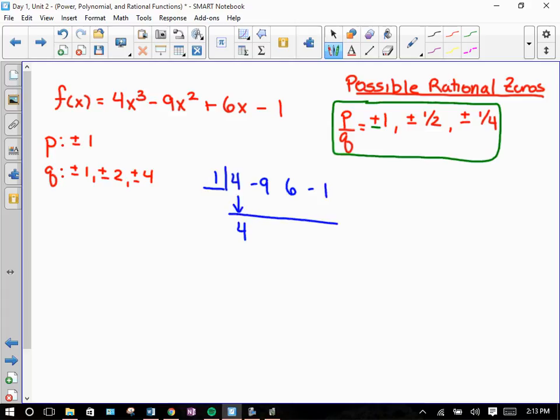Bring the 4 down. 1 times 4 is 4. Negative 9 plus 4 is negative 5. 1 times negative 5 is negative 5. 6 plus negative 5 is going to be positive 1. 1 times 1 is 1. Negative 1 plus 1 is 0. Alright?